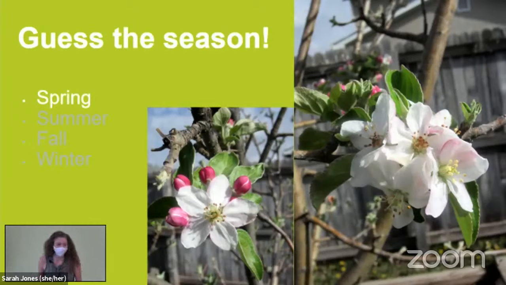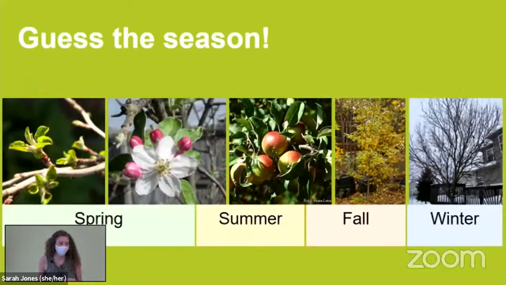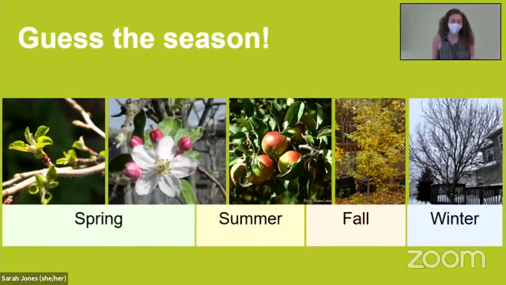So we just went through all of these different seasons and all of the changes that an apple tree goes through as it moves through these different seasons. So we can see that in spring, we get new leaves and flowers. In summer, we start to get fruits on our trees. In fall, we lose our leaves or our leaves change color and start to fall off. And then in winter, we start to have bare trees without leaves.